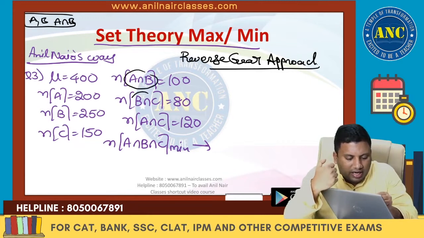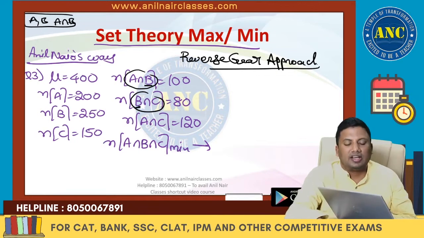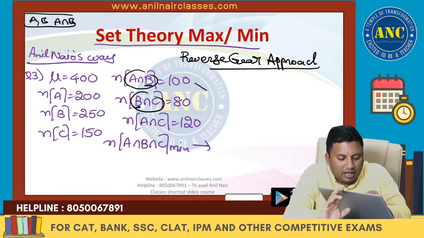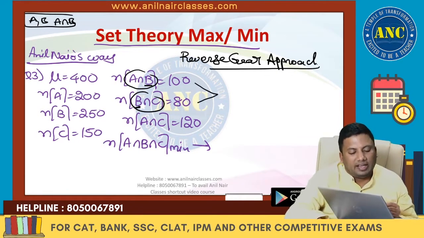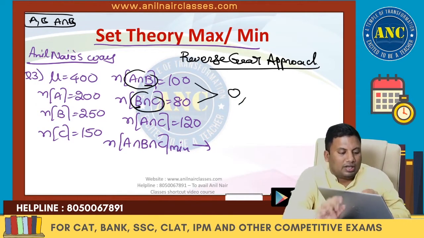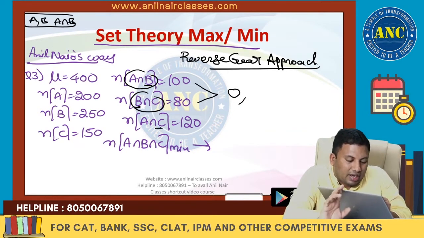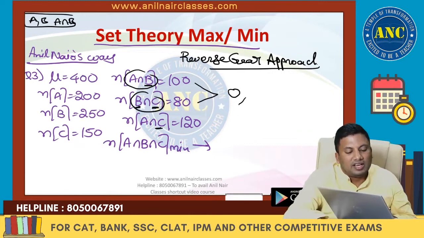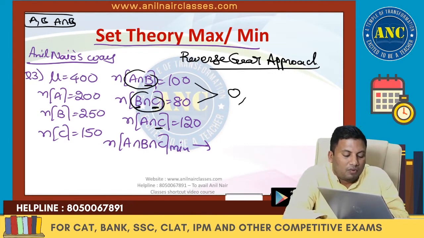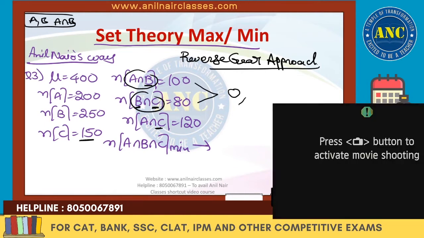Assume this and this. What is the common value present in this and this? B. Compare it with B. 100 with 80, 180. 180 is less than 250. So the value can be 0. Next one: B intersection C, A intersection C. What is common in both of these? C is common in both of these. 120, 80, 200. Compare with this value, 250. How much is it more? 50 it is more. I hope it is clear.